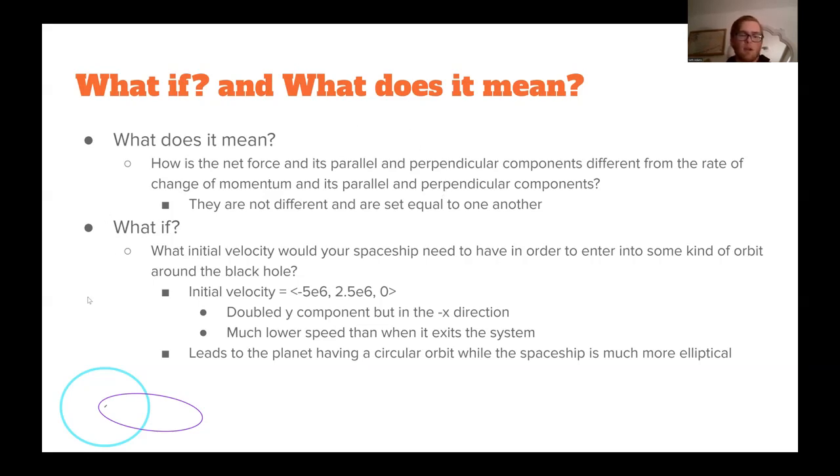What if? What initial velocity would your spaceship need to have in order to enter some kind of orbit around the black hole? The initial velocity that would be required for that is negative 5 times 10 to the 6th, 2.5 times 10 to the 6th, 0. This is the y component doubled, but in the negative x direction. This means it has a much lower speed when it exits the system. This leads to the planet having a circular orbit, while the spaceship's is much more elliptical, like this picture I have down here at the bottom.